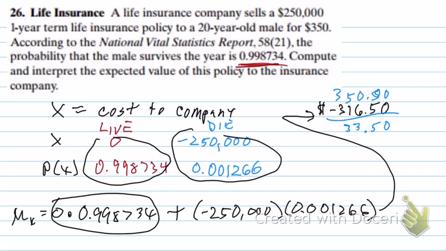Does that mean they're ever going to pay out, or they're ever going to make $33.50? No. It means they're either going to pay out nothing or they're going to pay out $250,000. But if you spread that out over the long run, this expected value and the average are the same thing. That company expects to make over $33 per policy.